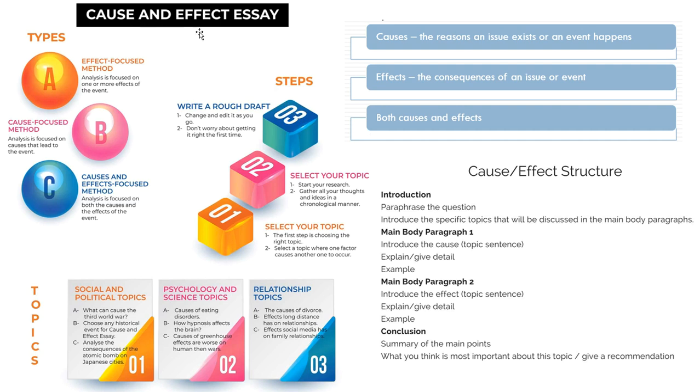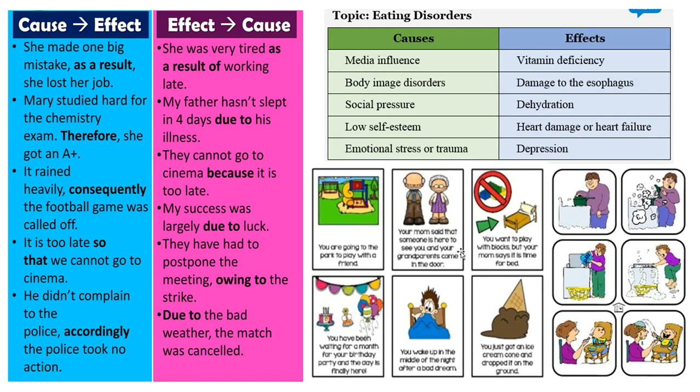Then this diagram represents the types, how many types there are, what steps are required, the significant examples, what the cause is and what the effect is, and the cause and effect structure to write the papers. And this is a real-time example of cause and effect.